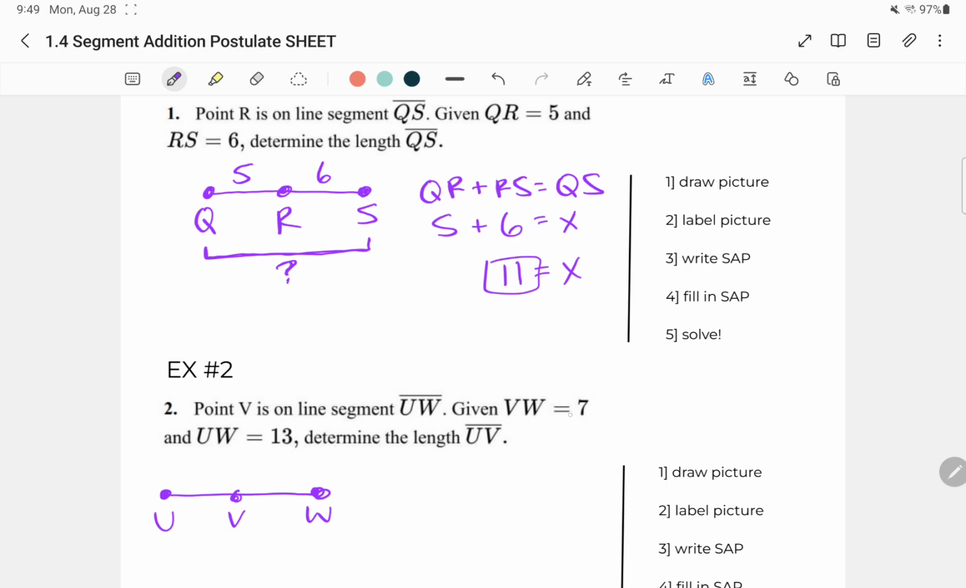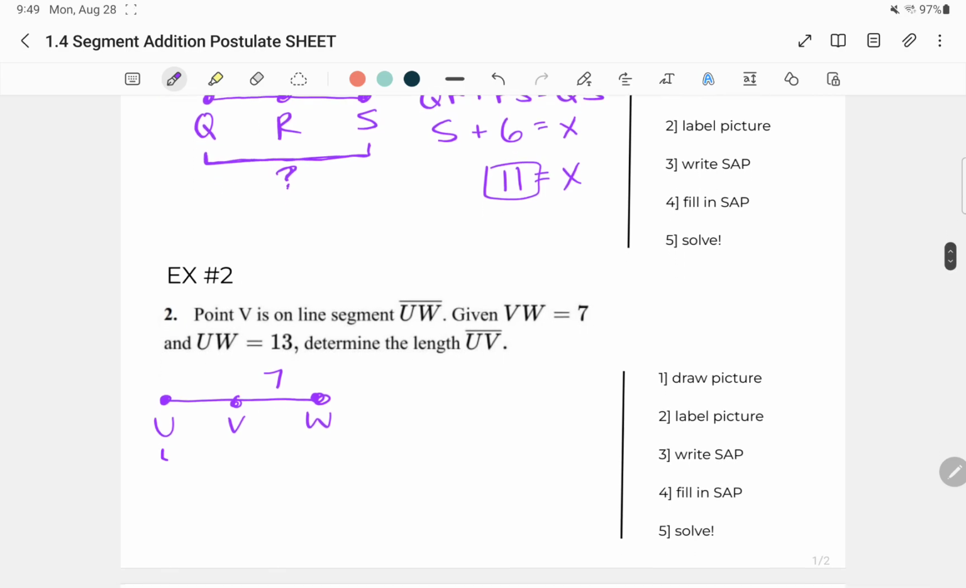And now VW is equal to 7. So VW, make sure you label this correctly. VW is 7, so I'm going to put 7 in between V and W. And then UW is 13. So the whole thing is 13. And I'm trying to find UV, so I'm going to put a question mark right here. So now I'm going to write my segment addition postulate. So the part plus the part equals the whole. UV is the part.